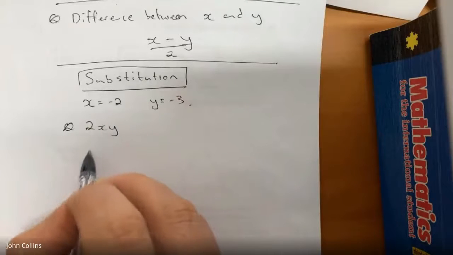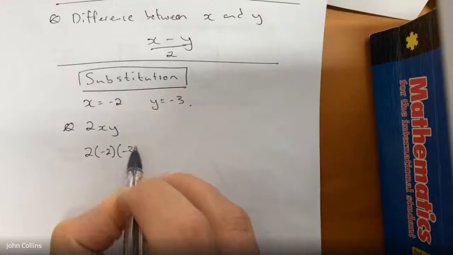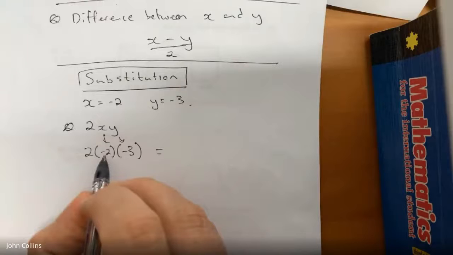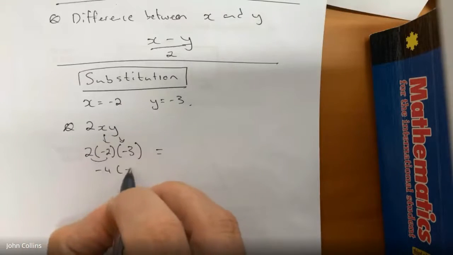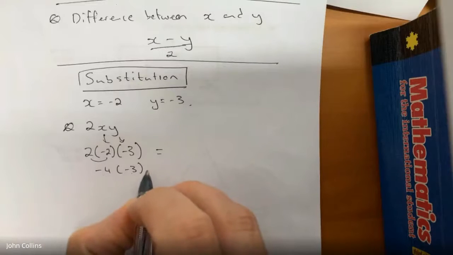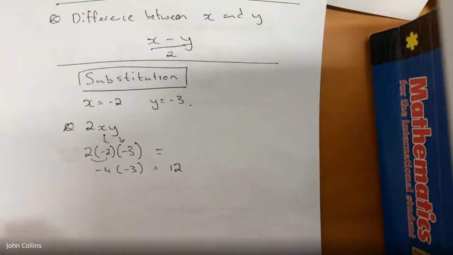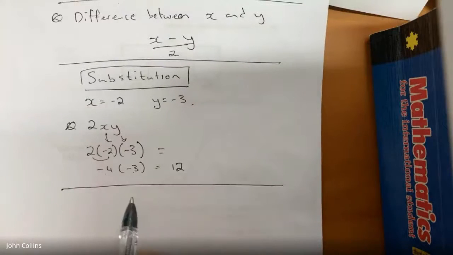Well, we would replace x and y. 2 times now -2 and y is -3. So what I've done is replace the variables. Okay, and I can multiply them in any order. 2 times -2 gives -4. Then -4 times -3 gives minus times minus plus 12. Okay, and I'm sure you're okay at substitution. If you need any more help with that one, go back to my YouTube channel and go back to when we did substitution. I think there's 2 videos up there on substitution.